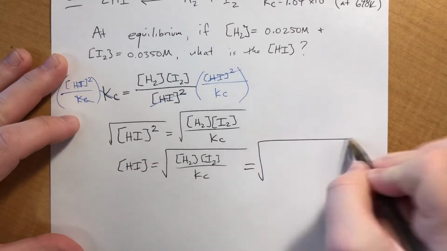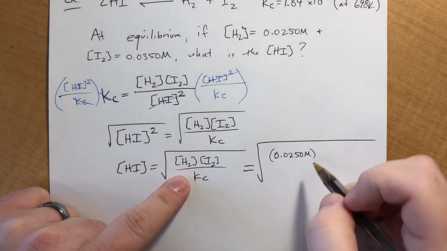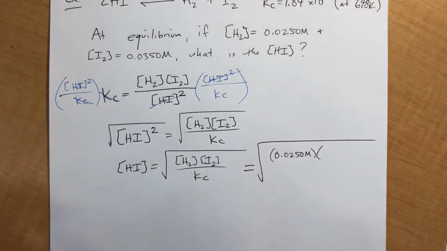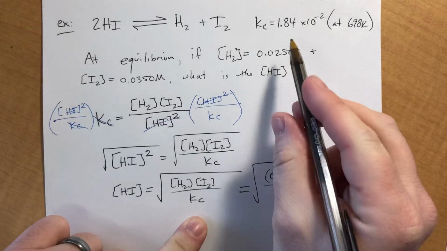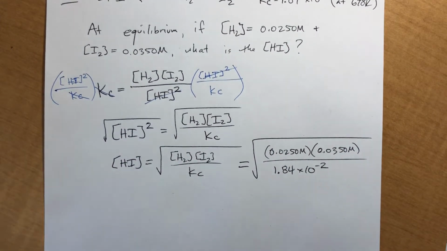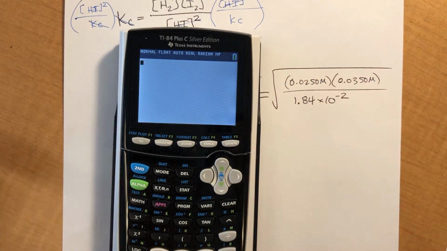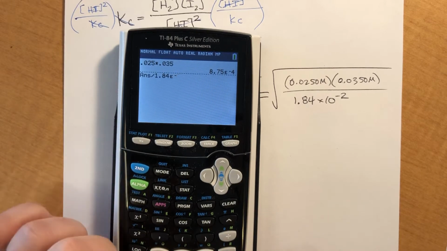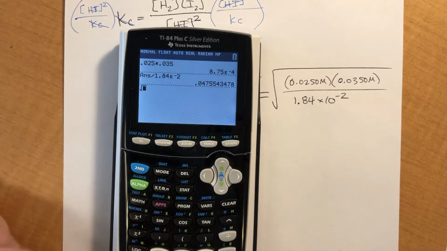So the square root of H2 is 0.0250. The units don't really matter here. It's going to work out to be molarity because Kc doesn't explicitly have units. Okay, and this value is 0.0350, and Kc was given. It's 1.84 times 10 to the negative second. So, typing into your calculator, I'm actually going to divide all this stuff and then take the square root. So 0.025 times 0.035 divided by 1.84 e to the minus second. That's the stuff under the square root symbol. So now I'm going to use the secondary function of the square, which is square root, and I got an answer of 0.218.